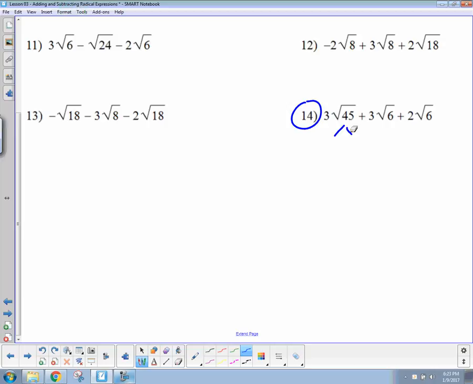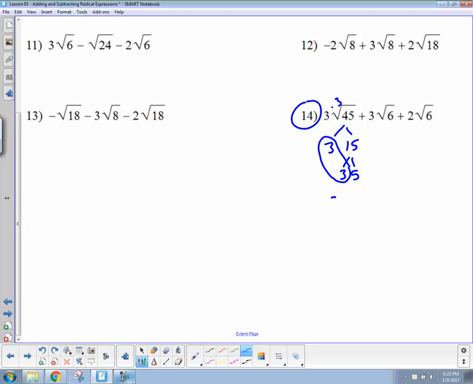I know 2 won't go into that. I know a 3 will. So 3, 15, 3, 5. Again, here's my pair. They move out, so it's like a times 3 out here. 3 times 3 is 9.